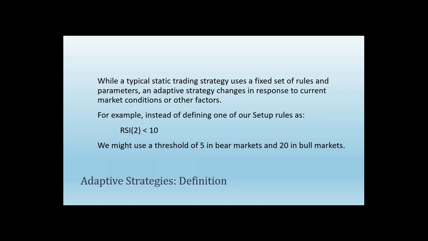So the example here is, instead of having a fixed rule that says a setup occurs when all these other things happen and the RSI2 is less than 10, we're going to allow that value of 10 to change depending on what kind of market we're in. So maybe we'd require that the RSI2 be less than 5 in bear markets and only require that it be less than 20 in bull markets, meaning that it would be easier to get into our trades in bull markets and harder to get in bear markets.